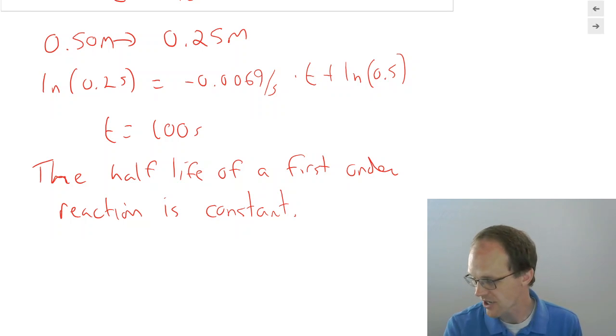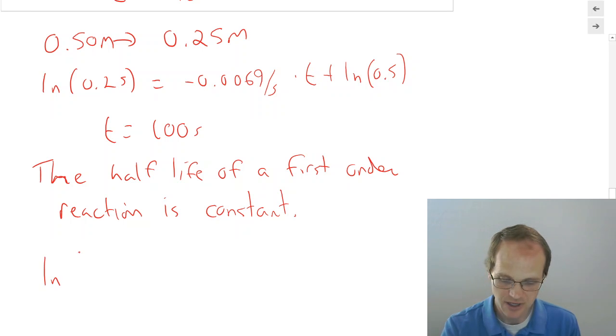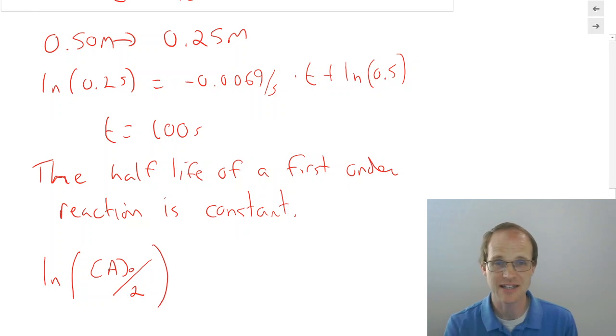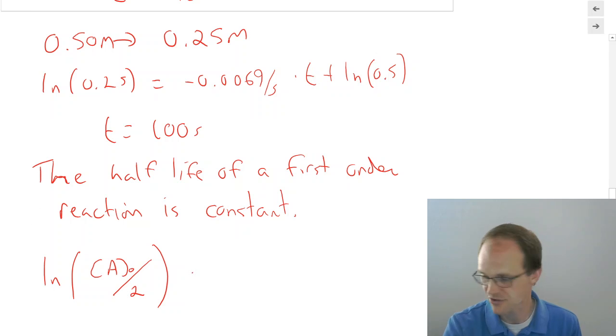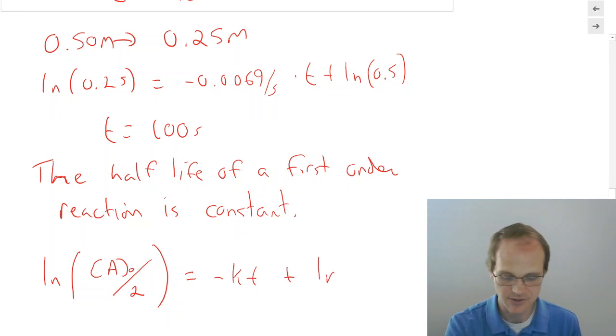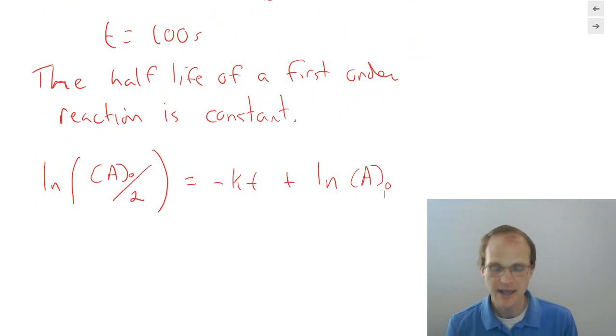So if we want to generalize that, we could say the natural log of the concentration of A naught over 2, right? We want to figure out how long it takes to get to half of our initial concentration, is minus kt plus the natural log of the concentration of A naught. Right? I'm not going to do all the algebra work here. You can find it in your book. You can find it online.